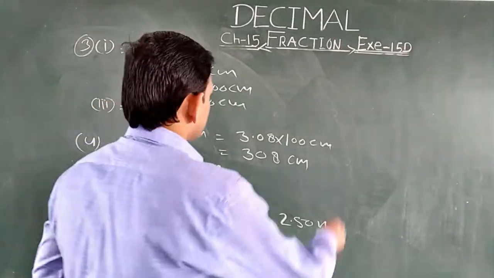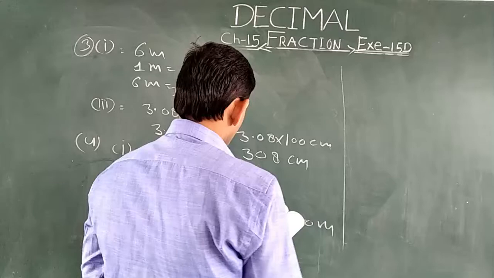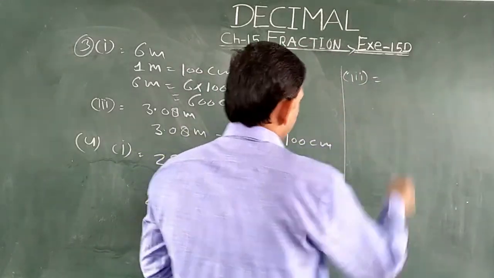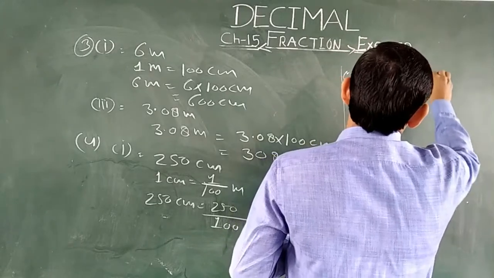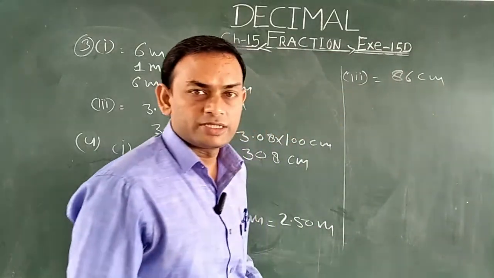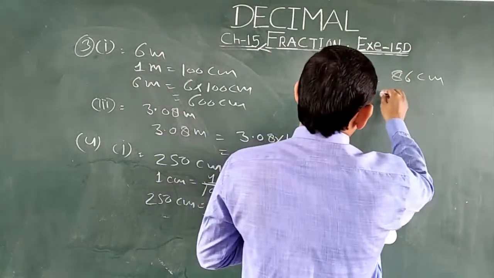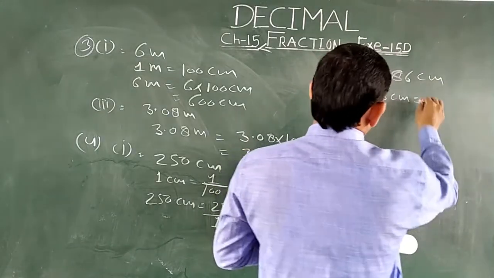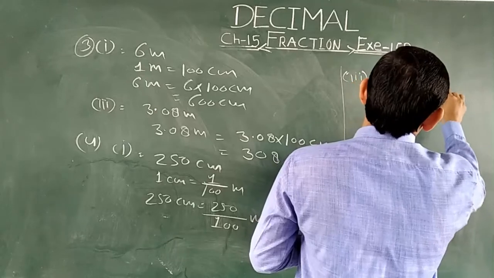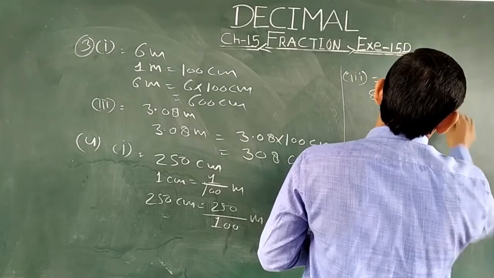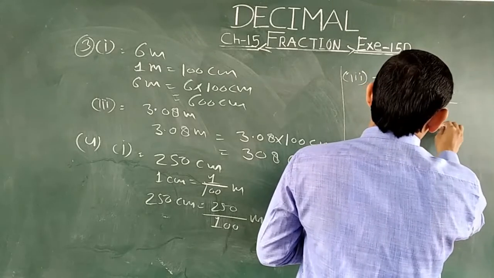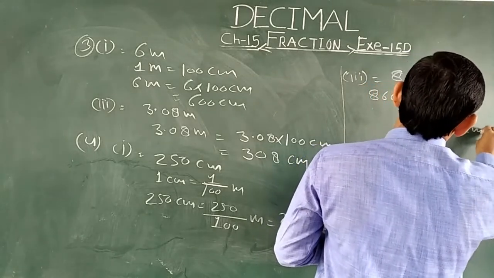Now after that, the third part of this question: 86 centimeter, and you have to change it into meter. So 86 centimeter is equal to 86 divided by 100, and it will be 0.86 meter.